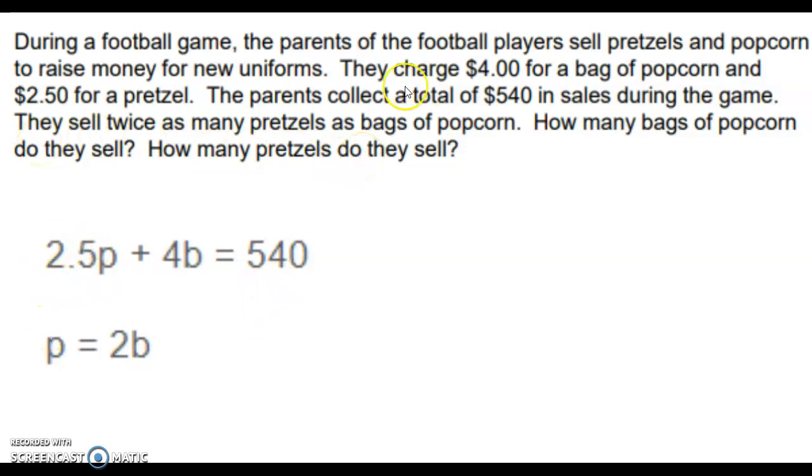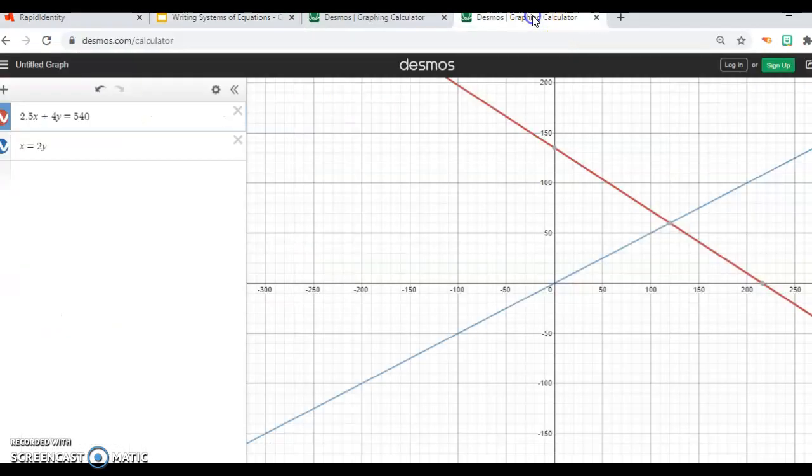All right, so we read that in a previous lesson and we wrote this system of equations. 2.5p plus 4b equals 540. That's the $2.50 for the pretzels plus $4 for the bags of popcorn, and they collected $540. We also know that they sell twice as many pretzels as bags of popcorn, so the pretzels is equal to 2 times b. Well, with this system of equations, again, we can plug it into Desmos.